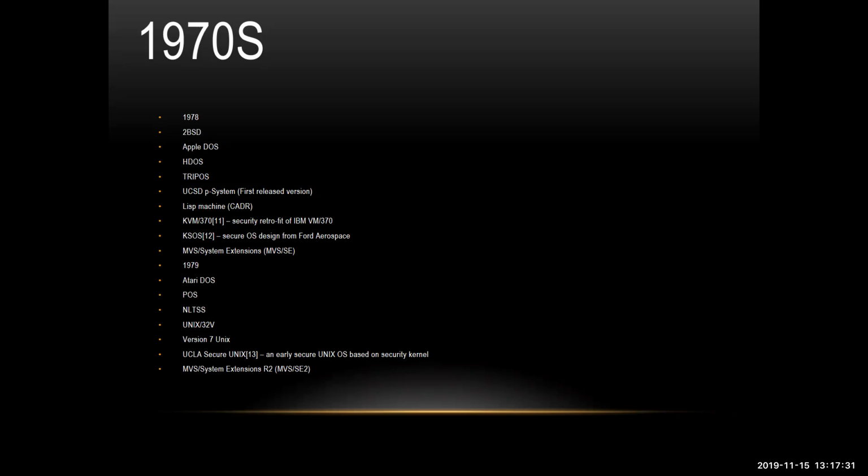We also had the Lisp machine. These are general-purpose computers designed to efficiently run Lisp as their main software and programming language, usually via hardware support. They are an example of a high-level language computer architecture. And then we had KVM 370. It's a security retrofit of IBM VM 370.